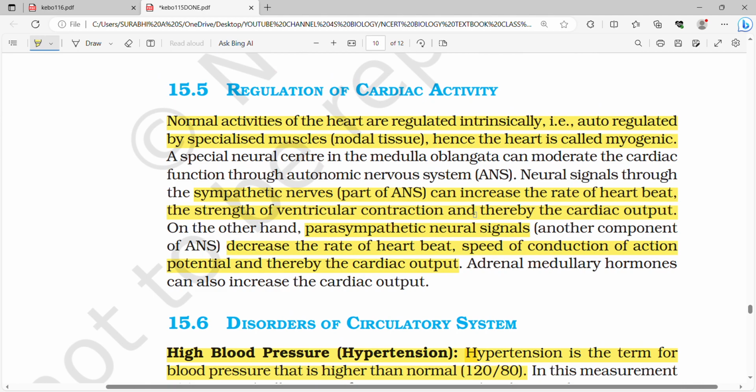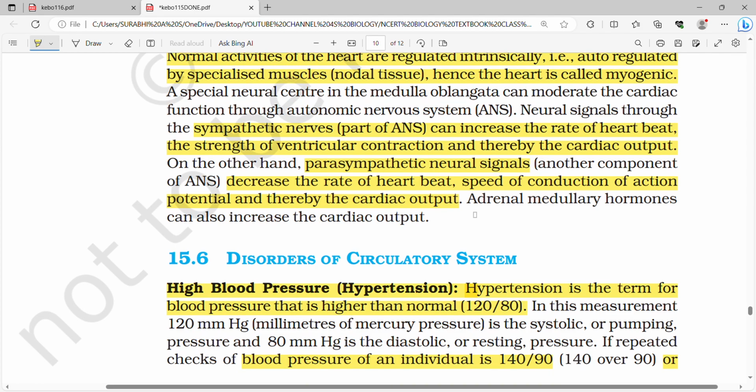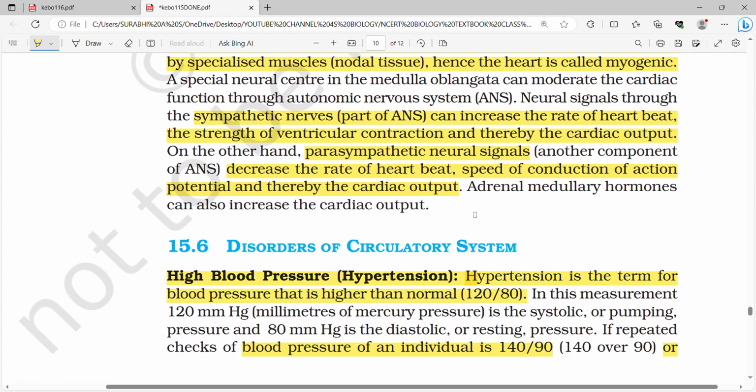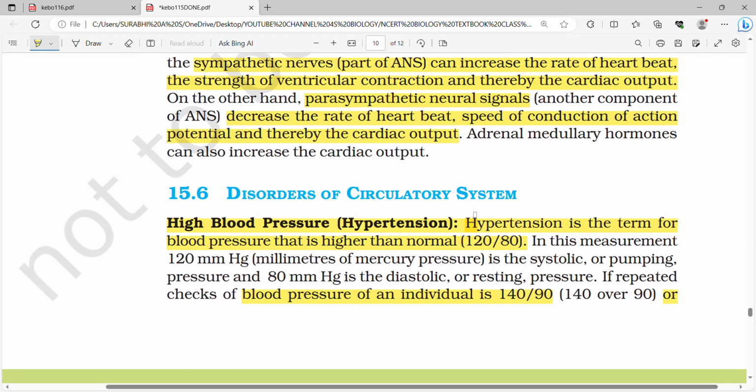Moving on to the regulation of cardiac activity. Normal activities of the heart are regulated intrinsically, that is auto-regulated, by specialized muscle. Hence the heart is called a myogenic heart. Sympathetic nerves, that is part of the ANS, autonomic nervous system, can increase the rate of heartbeat, the strength of ventricular contraction and thereby the cardiac output. Whereas parasympathetic neural signals decrease the rate of heartbeat, speed of conduction and the cardiac output.